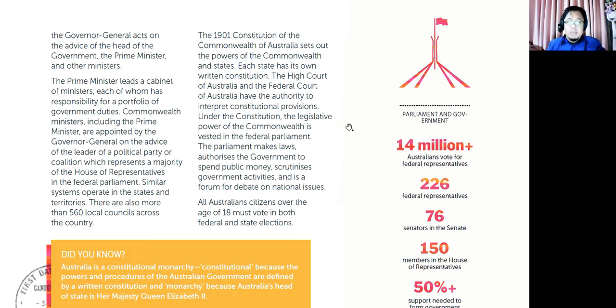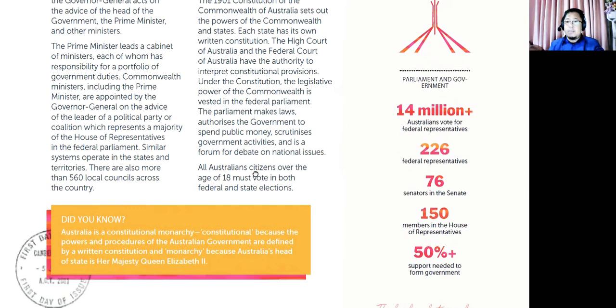Di bawah konstitusi, kekuasaan legislatif dari Commonwealth vested berada di parlemen federal. Parlemen membuat hukum, mengotorisasi pemerintah atau memberikan legal kepada pemerintah untuk membelanjakan uang negara, scrutinizes government activities, dan juga forum untuk debat di tingkat nasional. Setiap warga negara Australia di atas usia 18 tahun harus memiliki hak suara dalam pemilihan tingkat federal dan juga dalam pemilihan di tingkat state. So that is interesting.